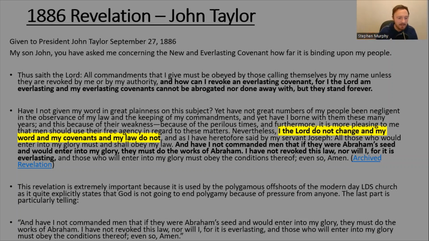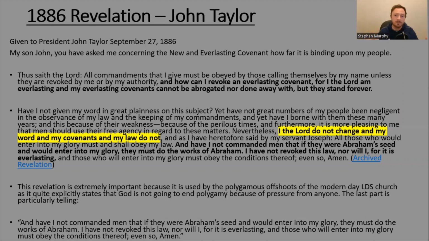He then says, "Have I not given my word in great plainness on this subject? Yet have not great numbers of my people been negligent in the observance of my law and keeping of my commandments? And yet I have borne with them these many years, and this because of their weakness, because of the perilous times, and furthermore, it is more pleasing to me that men should use their free agency in regard to these matters. Nevertheless, I, the Lord, do not change."